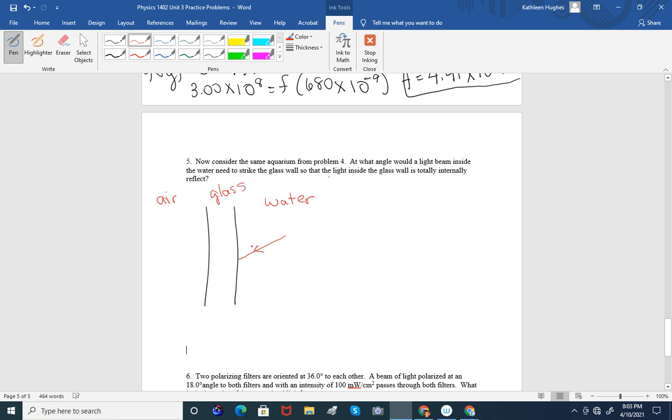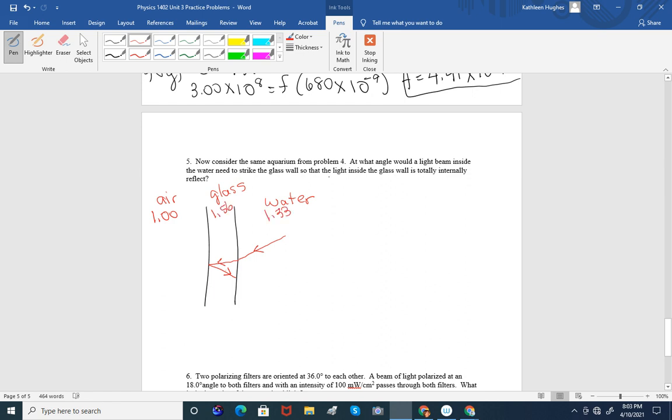What angle does it have to hit so that when it refracts, and it is going to refract towards the normal, it's going to be totally internally reflected and not actually escape into the air? This is 1 for the index. This is 1.56. This is 1.33.